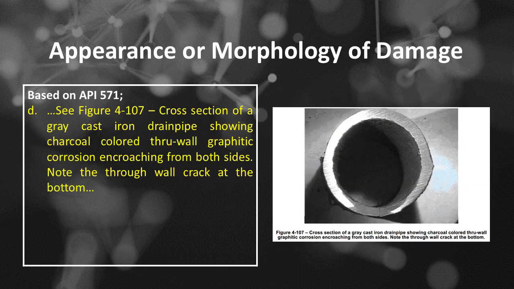See Figure 4-107, cross-section of a gray cast iron drainpipe showing charcoal-colored through-wall graphitic corrosion encroaching from both sides. Note the through-wall crack at the bottom.